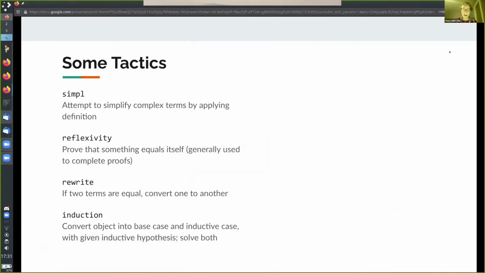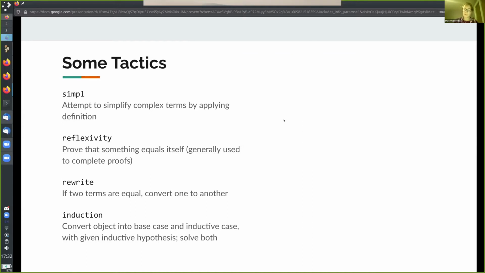Now that we have defined these two mathematical objects, one of them being the inductive definition of natural numbers, and the other being the fixed point function to represent the concept of addition, we can prove various properties of addition on natural numbers using some tactics. A few tactics that we'll be going over is the simple tactic, which simplifies the terms of your goal by applying function and inductive definitions.